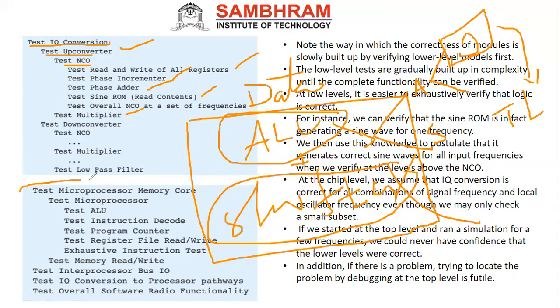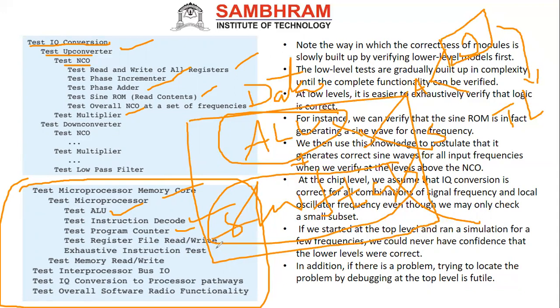So when I go for a microprocessor core memory, what will happen? First it will test the microprocessor. Inside the microprocessor, check the ALU. Inside the ALU, check the instruction decode. For instruction decode, again check the program counter. From the program counter, check the register file. In the rest, exhaust the instruction set. So this is my lower level to higher level, correct?